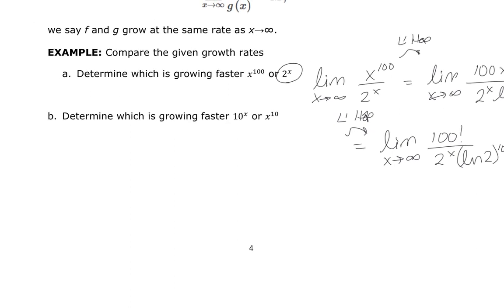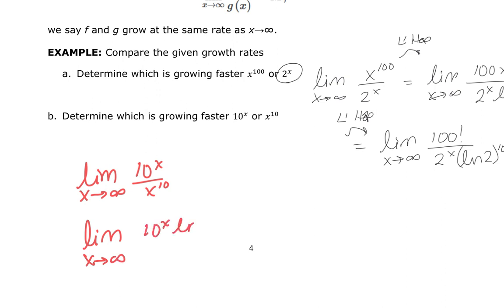Let's take a look at the next one. I'm going to have the limit as x goes to infinity of 10 to the x over x to the 10. If I were to try to put in infinity, I'd get infinity over infinity, so by L'Hopital's, I'm going to have the limit as x approaches infinity of 10 to the x times the natural log of 10 over 10x to the 9th. This is by L'Hopital's.